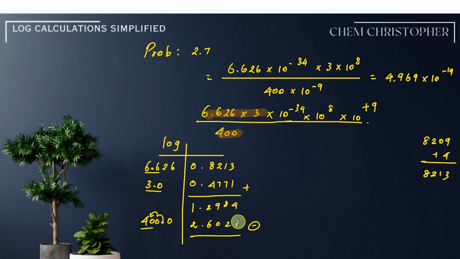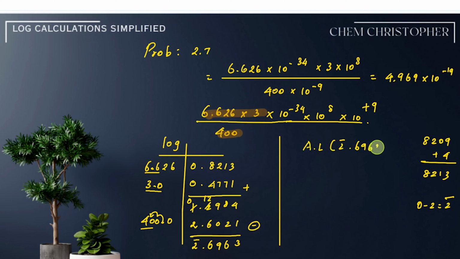4 minus 1, 3. 8 minus 2, 6. 9 minus 0, 9. 2 minus 6, I cannot. So 0. Here I will be getting 12. Here I have to write 6. Here I have 0 minus 2, which is 2 bar. So here I need to write 2 bar. Now what I have to do next? So I need to take antilog for 2 bar point 6963.